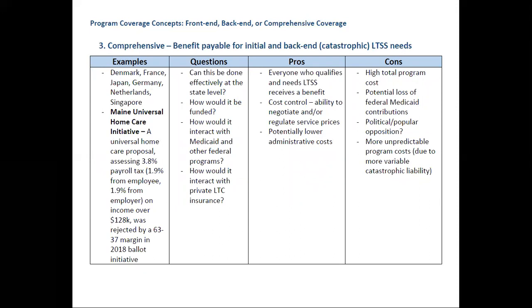And then a comprehensive program would cover, again, both front-end costs and back-end costs. And you see comprehensive designs in some of those countries that have adopted universal assistance programs, such as Denmark, France, Japan, Germany, the Netherlands, and Singapore.